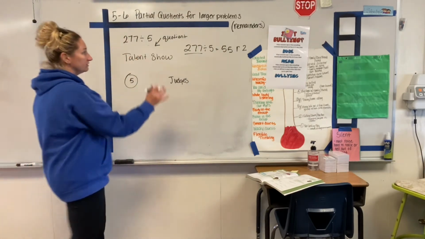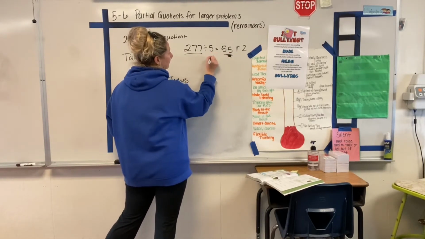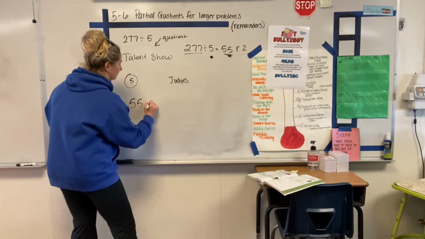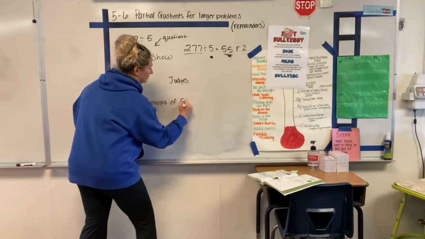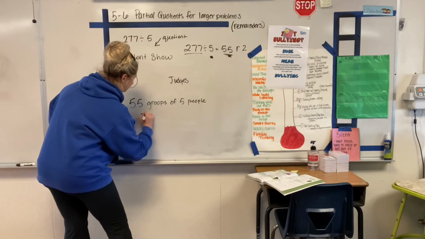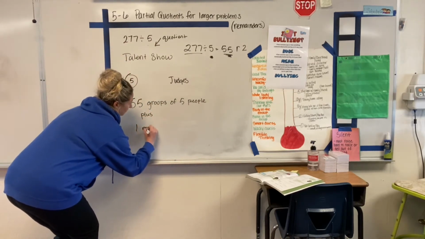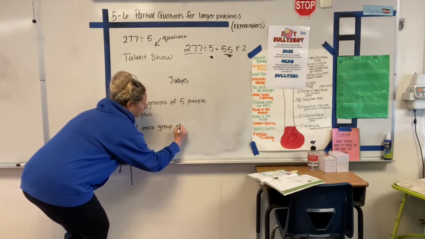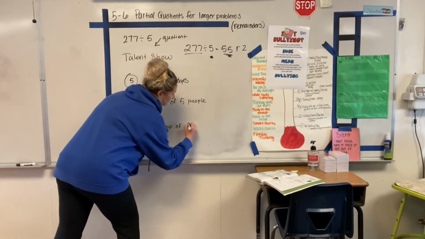So when we did all our division, that was 55 groups of 5. So there would be 55 groups of 5 people plus one more group of how many people? What's left? 2. So one more group of 2 people.